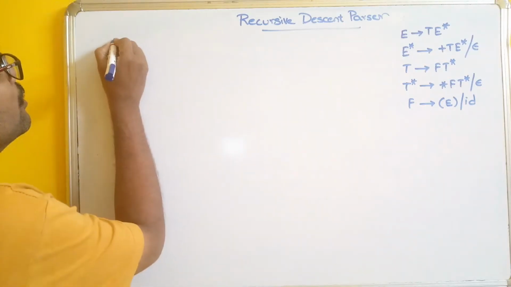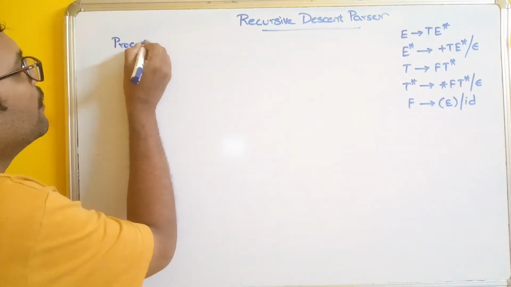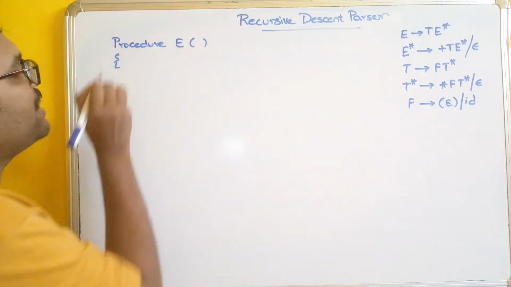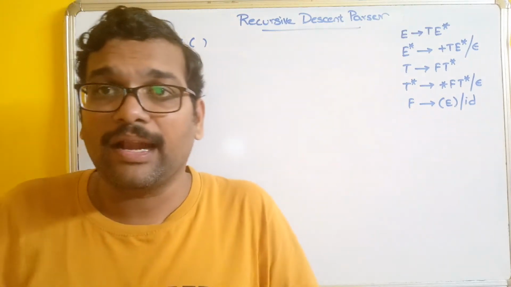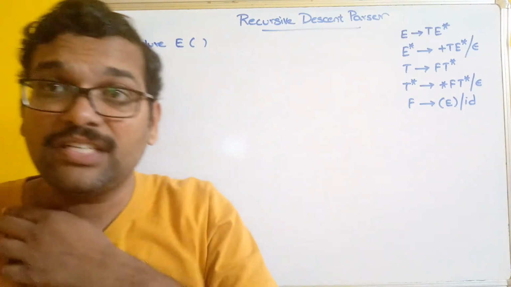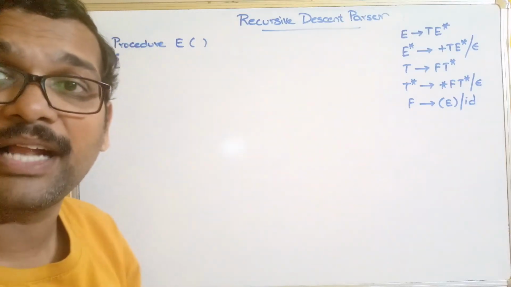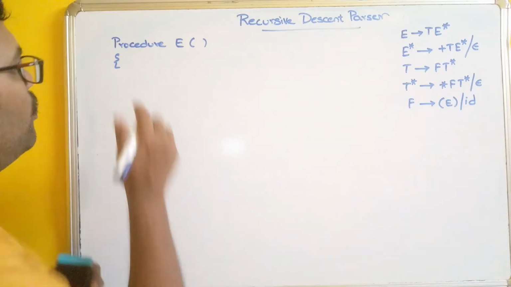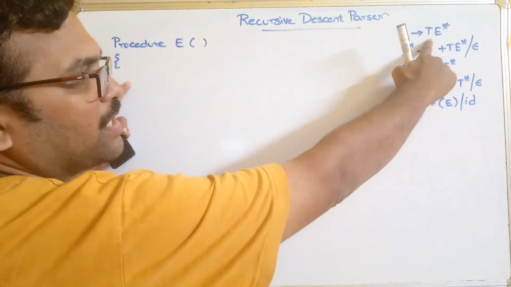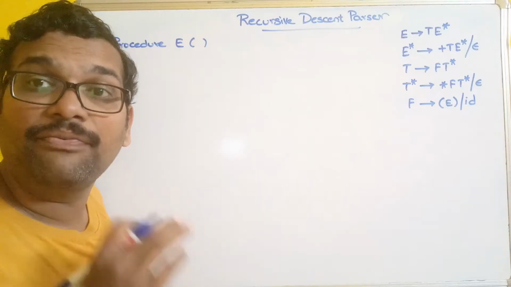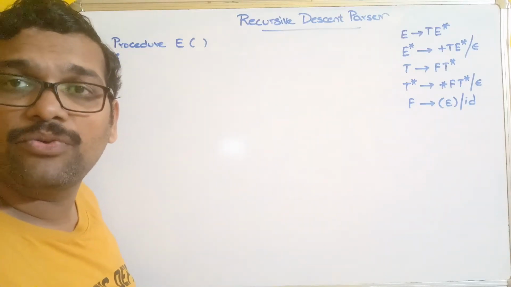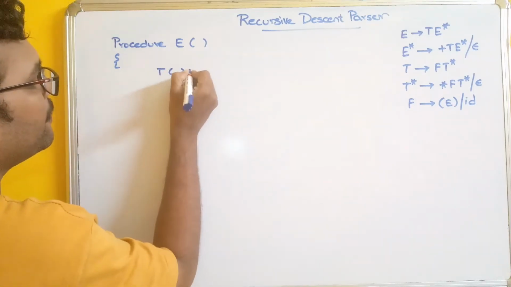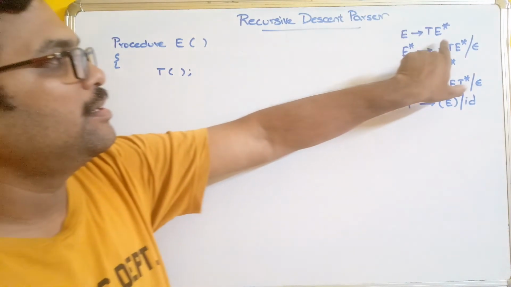Procedure E, with left parenthesis and right parenthesis, because usually we represent any function using left and right parentheses. So that will be the procedure. Now see, the first one is a non-terminal. What do we do here? We simply call the procedure T. That's it.